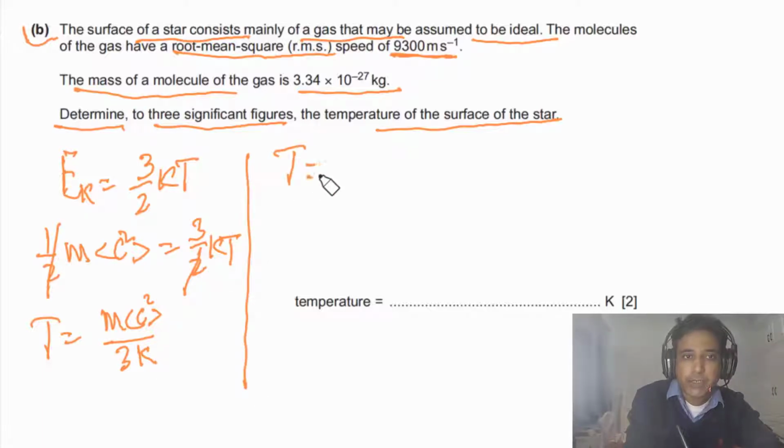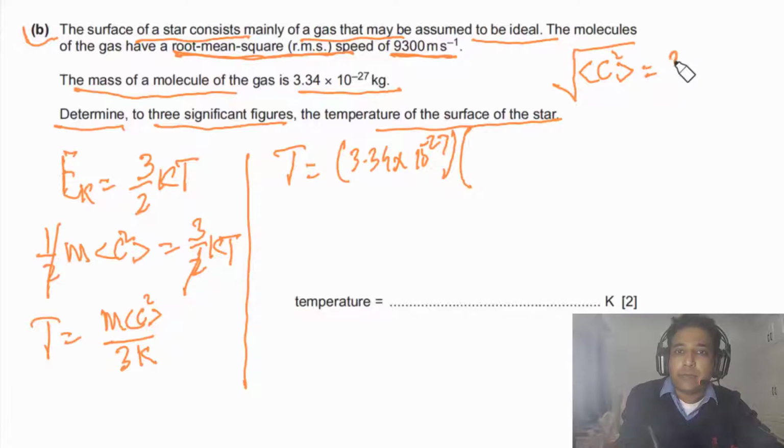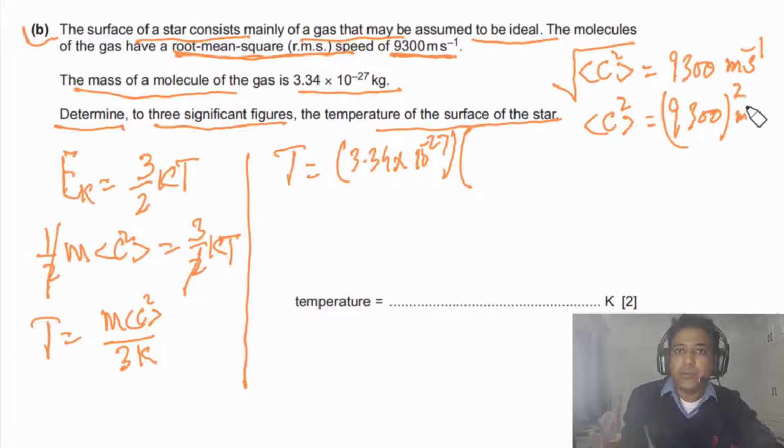Now simply we need to plug in values. We have the value of mass, that is 3.34 times 10 to the minus 27 kg. We need to be careful with units, and this is the root mean square speed. So if we take the root of the mean square speed, that is given to us, and that is 9,300 meters per second. Now if we take the square of this one, we will get the mean square speed, which is 9,300 squared, in meter squared per second squared.